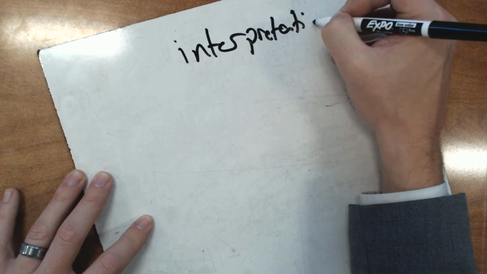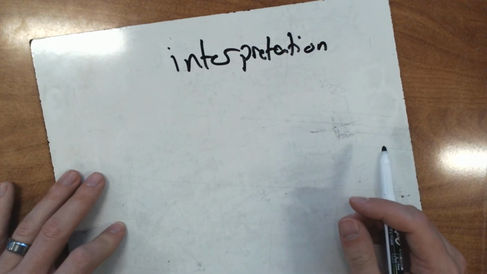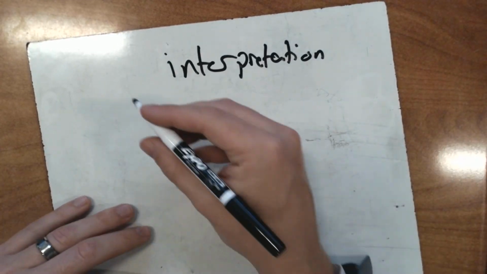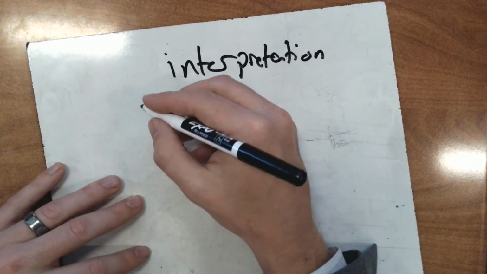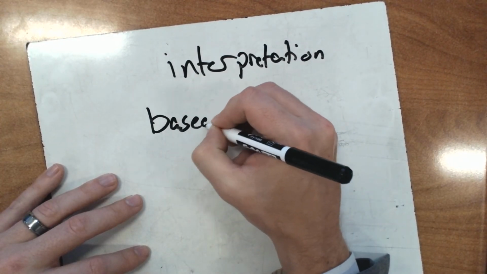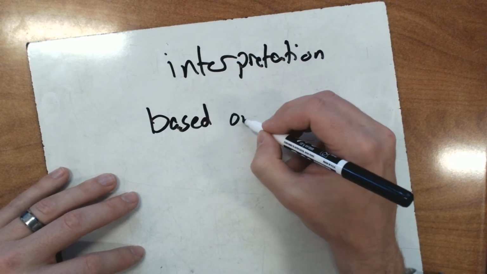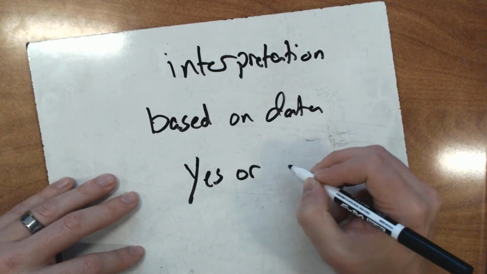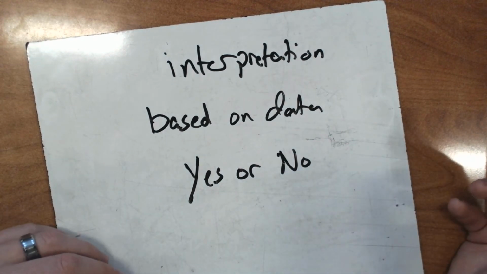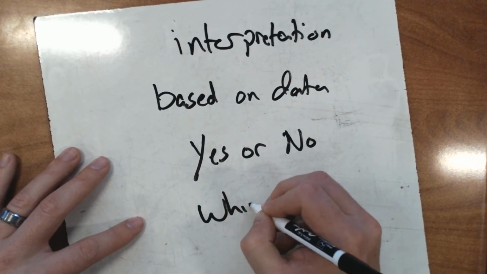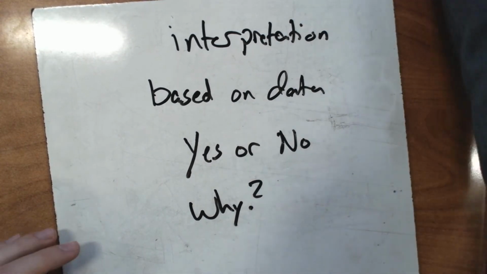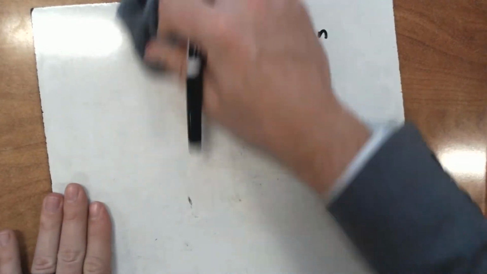An interpretation question is nothing more than, based on the data that you are given, is a hypothesis supported? So basically you have to take a look at the data, and based on the data from the experiment, you get to say yes or no to whether a statement is supported, and then you are going to have to tell why.